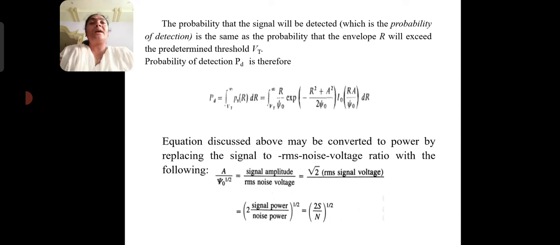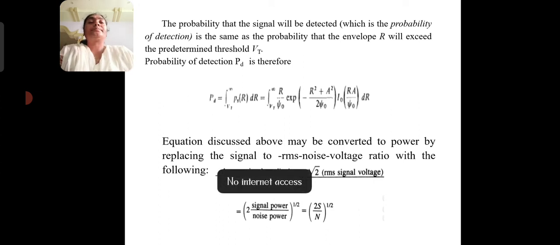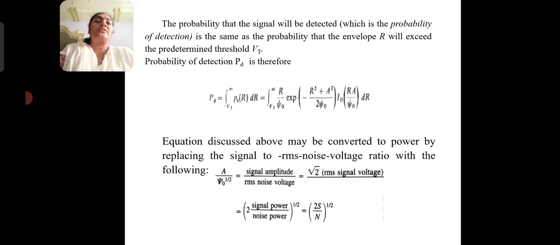So Pd is the integral of Ps of R dR, that is, the integral from Vt to infinity of R by psi naught exponential of minus (R square plus A square) by 2 psi naught, times I naught of RA by psi naught, dR. The equation discussed above may be converted to power by replacing the signal to RMS noise voltage ratio with the following: signal amplitude by the RMS noise voltage is equal to the root of twice the signal power by noise power, that is, the square root of 2S by N naught. So this is about the probability of detection.